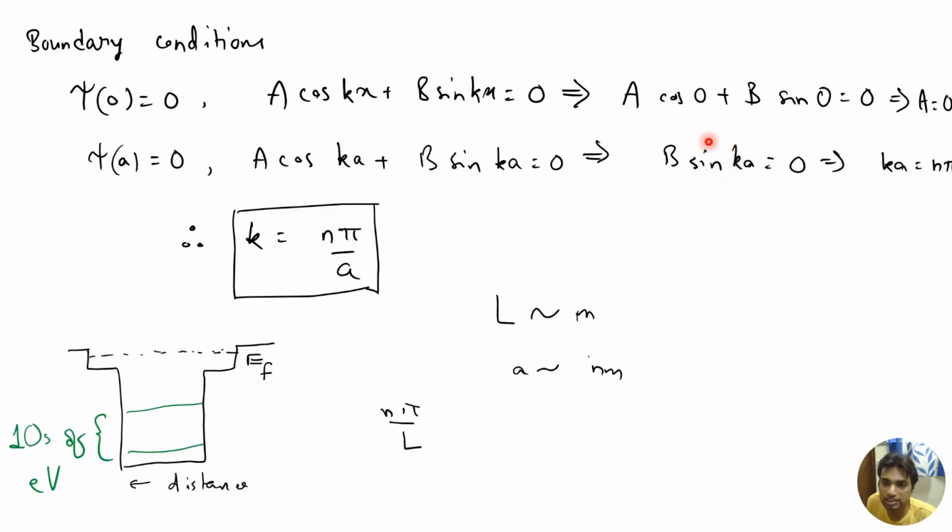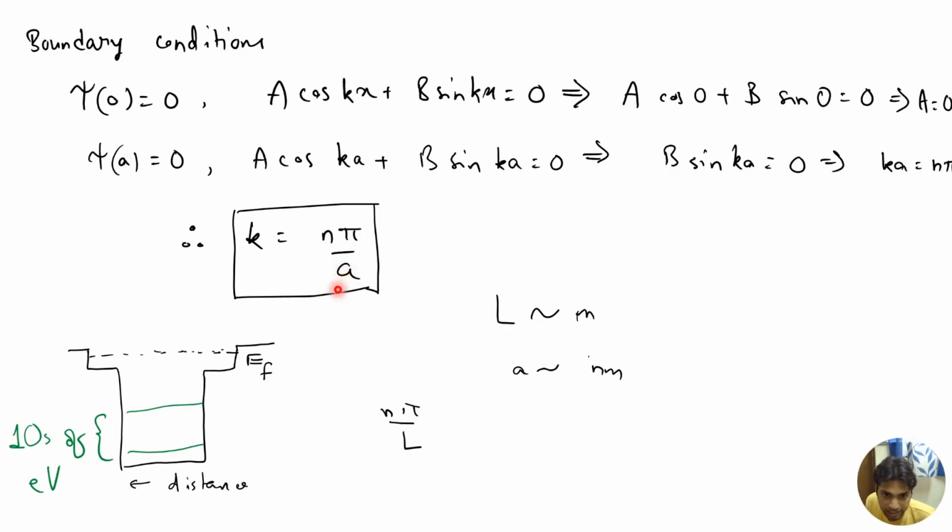Now when is this 0? We want this to be identically 0 for all values of b. This b is an arbitrary constant that we can put any value, so it need not necessarily be 0. If it is 0 then there is no wave function at all. So the sin of ka has to go to 0 identically, and that is possible only if ka is an integral multiple of pi. So ka is equal to n pi, and therefore k is equal to n pi over a.